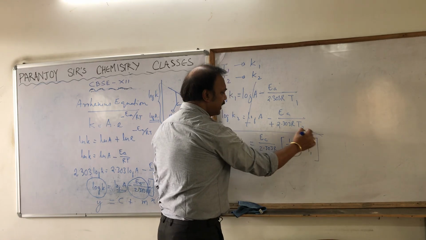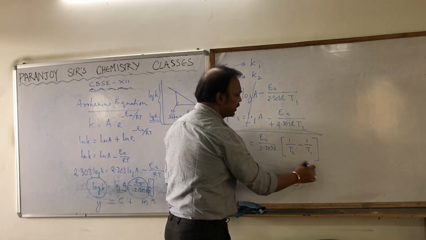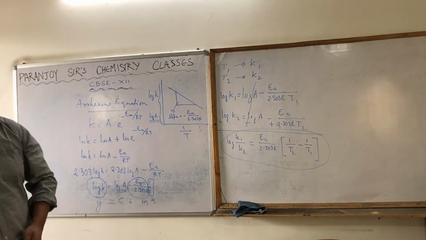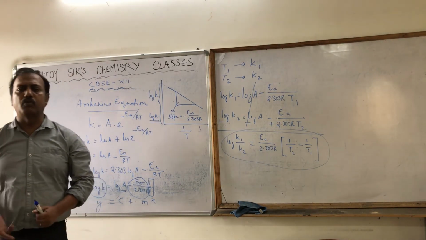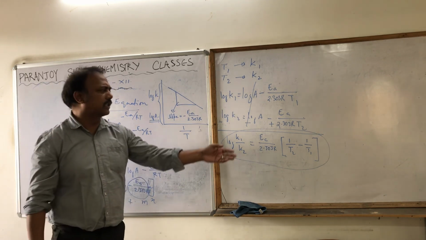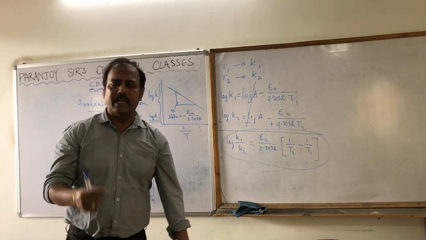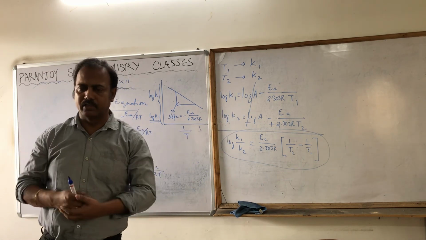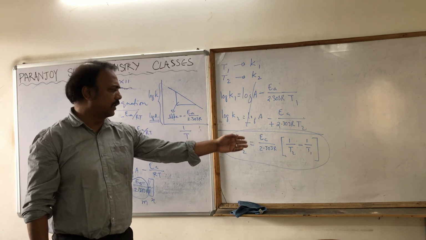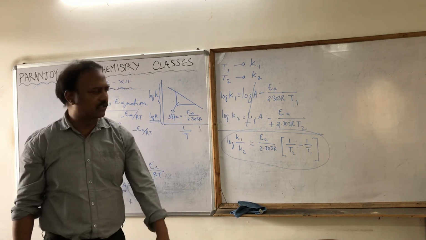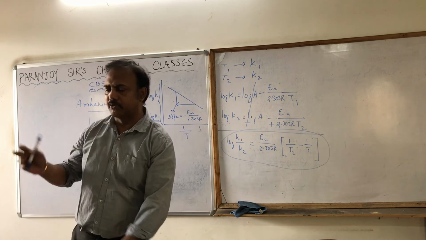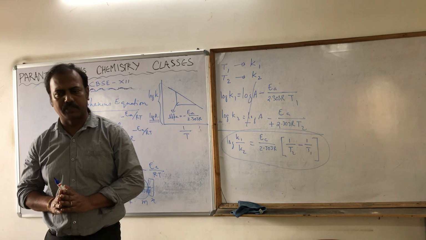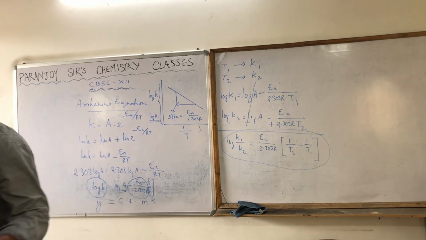This is the quantitative equation for the variation of rate constant with temperature. Now suppose you are told that at a temperature of 25 degrees Celsius, the value of K1 is something like 300. What is the value of K2 at 50 degrees Celsius? Given EA is equal to this, we can do it. That is the type of questions. Okay, fine. So hope you understood that.